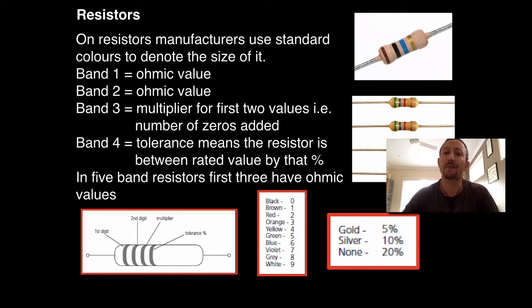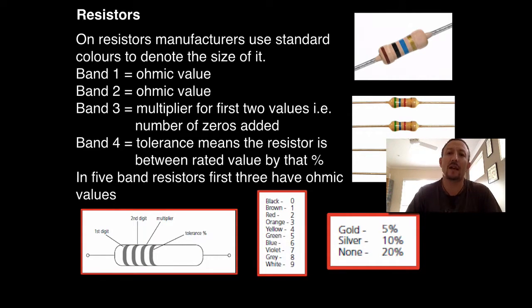Now obviously if you've got 5 bands in your resistor, then basically the first 3 bands, as you can see in the notes there, the third band is also a value as well. So you would just add up your first 3 values, your fourth value would be the number of zeros, and then your fifth band would basically denote your tolerance.